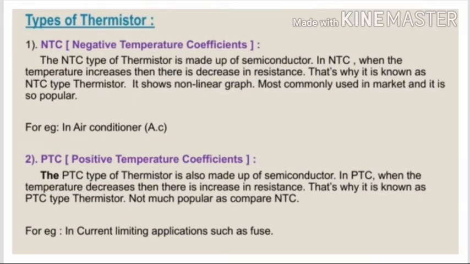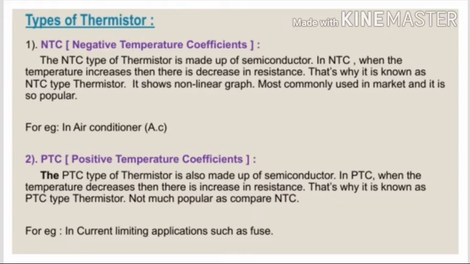Now, the types of thermistor. Let's talk about it. Basically, there are two types of thermistor through which we can measure temperature. The first one is the NTC, that is negative temperature coefficient. The NTC type of thermistor is made up of semiconductor. In NTC, when the temperature increases, there is a decrease in resistance. That's why it is known as an NTC type thermistor. It shows a nonlinear graph, is most commonly used in the market, and is very popular. It is used in air conditioning applications.